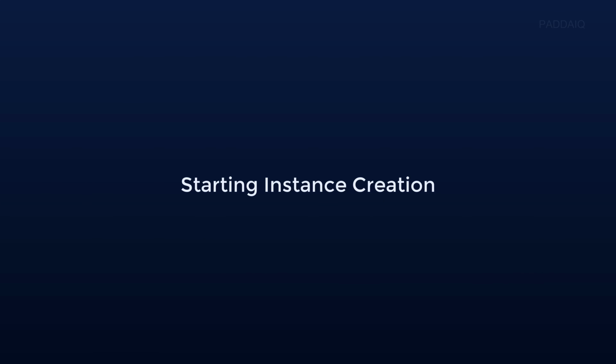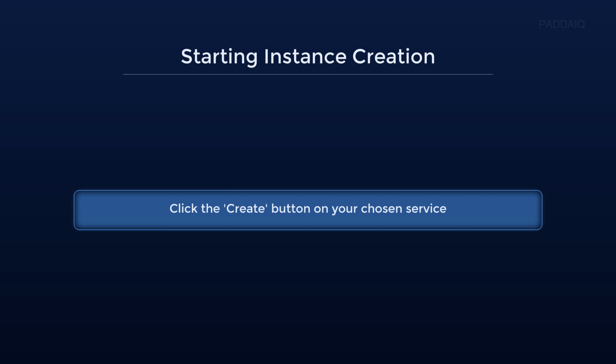Initiating the instance creation process. Click the Create button on your chosen service. This action initiates the setup of your service instance, making it ready to use. For example, to create a database, you'd select SAP HANA Cloud and click Create. This simple step brings your service to life and prepares it for your applications.